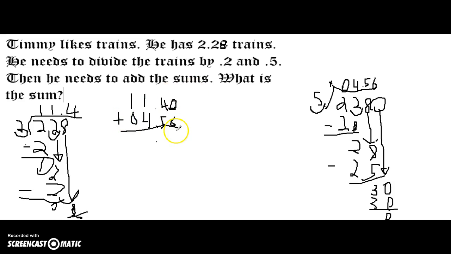Okay, so 0 plus 6 is 6. 4 plus 5 is 9. 1 plus 4 is 5. And 1 plus 0 is 1. So your final quotient is 15.96. Okay, and that is how you divide and add decimals.